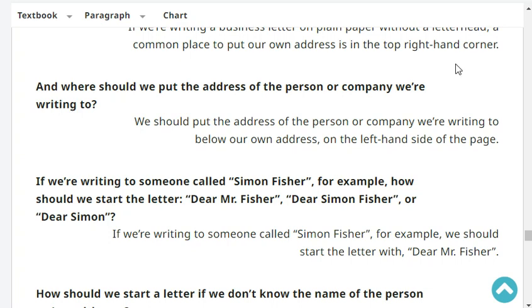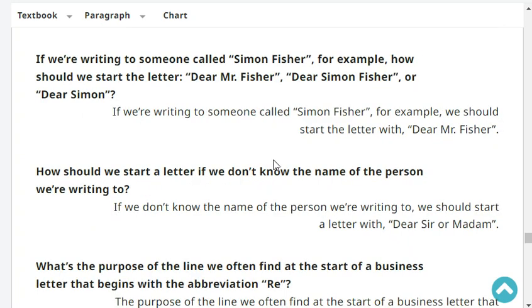Very good. If we're writing to someone called Simon Fisher, for example, how should we start the letter? Dear Mr. Fisher, dear Simon Fisher, or dear Simon? If we're writing to someone called Simon Fisher, for example, we should start the letter with Dear Mr. Fisher. Very good.